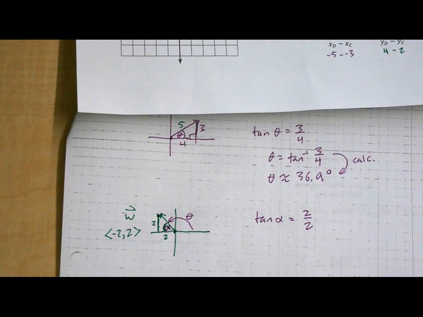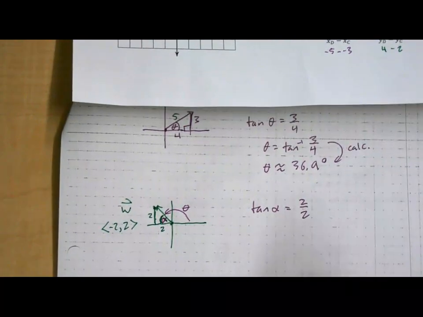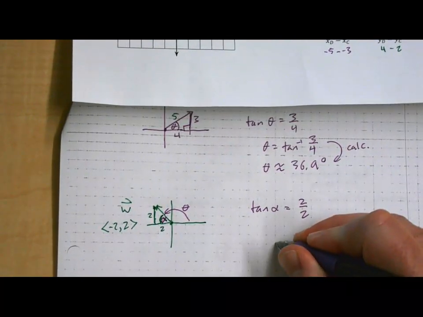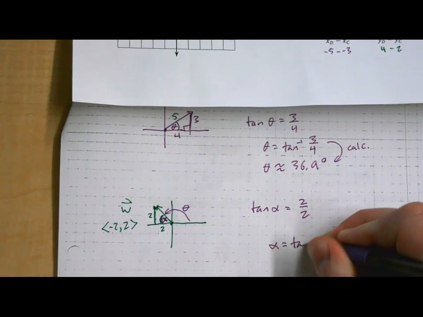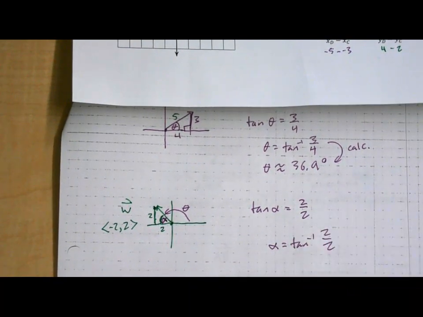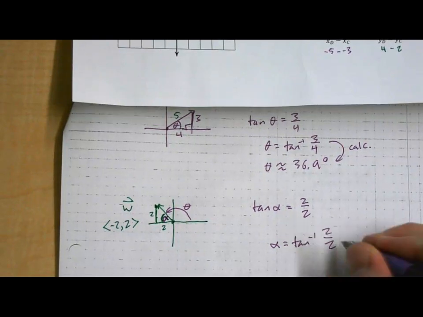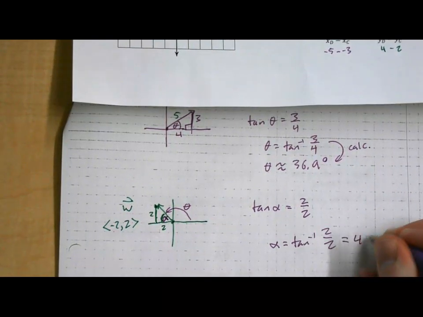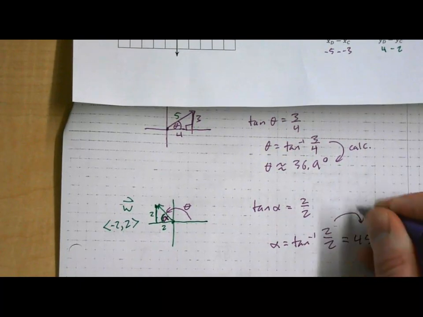You guys know how to solve these. We've been doing that since geometry. We would do the inverse tangent of 2 over 2, which comes out to be 45 degrees if I were to put it into my calculator.